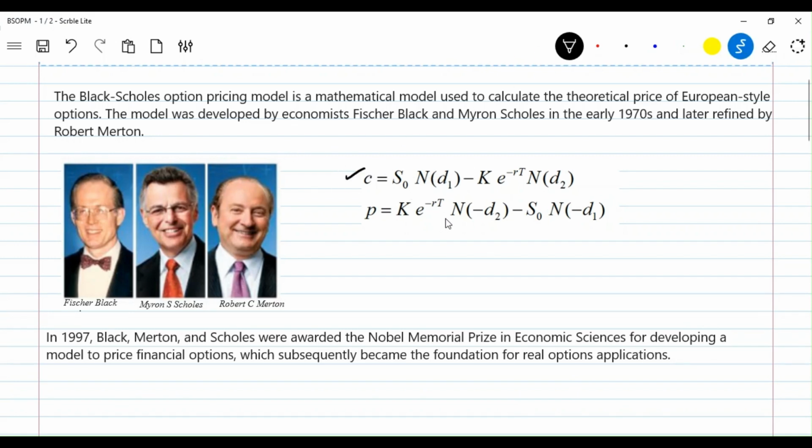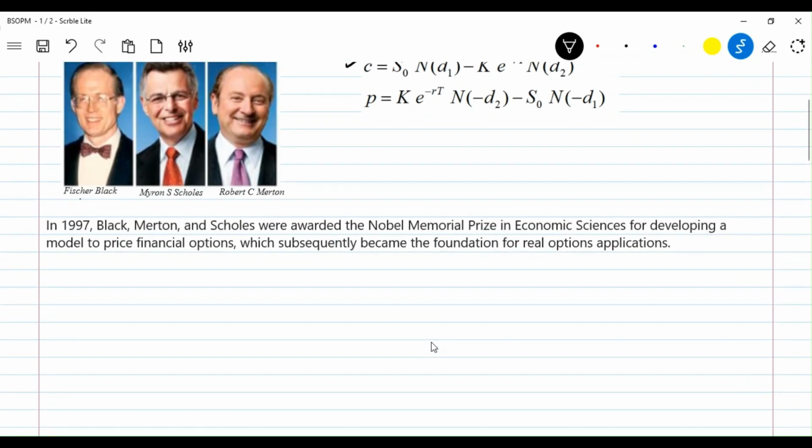There are certain things which we are familiar with, and in order to make you understand, I prefer to rewrite this whole formula so that it is easy for me to explain this further. So the formula for valuing a call option is spot rate S, times N(d1), minus K e^(-rT), times N(d2).